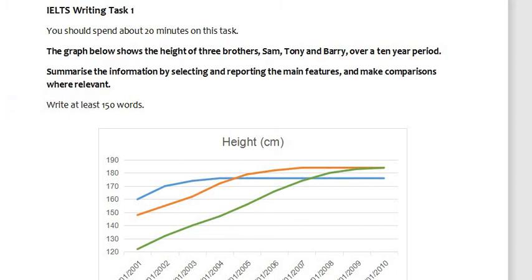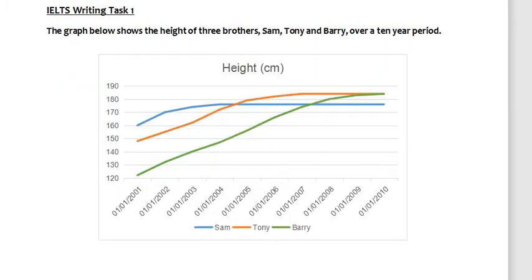So I'm going to remove some of this writing so we can see the graph more easily. Now we're just left with the introductory sentence. So let's take some time to look at this graph. Here on the y-axis we have numbers starting at 120 going up in tens to a maximum of 190, and we know that this is the height in centimetres. Along the x-axis, along the bottom, we have dates. Each one is the 1st of January, and they're in consecutive years, 2001 all the way through to 2010.